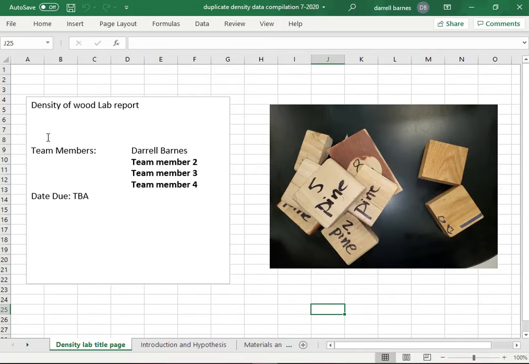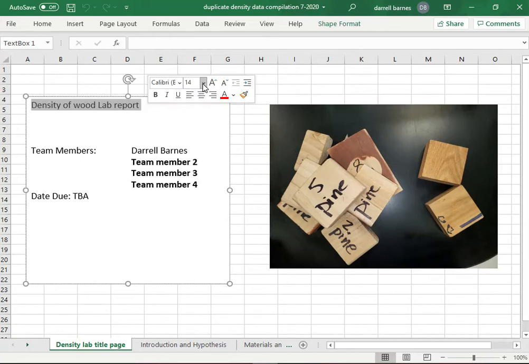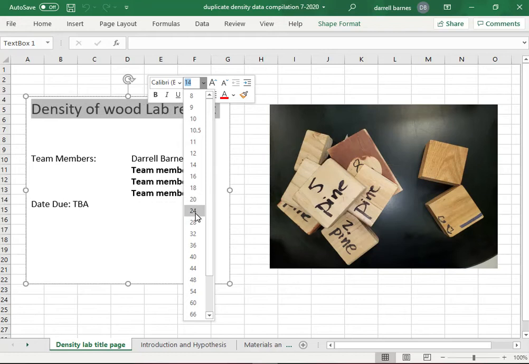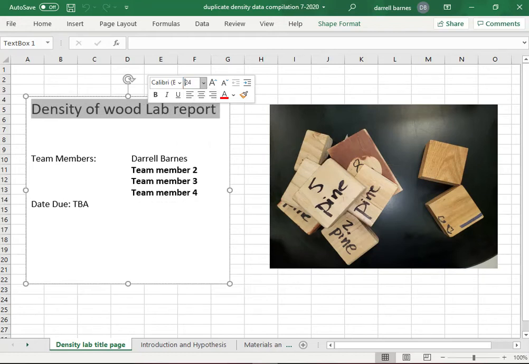This is the density lab report in Excel. Wanting to make a lab report that can be a turn-in on its own. Number one, density of wood lab report needs to be far larger than that. It could go across the whole entire page. That's possible. But that's easily readable, isn't it?